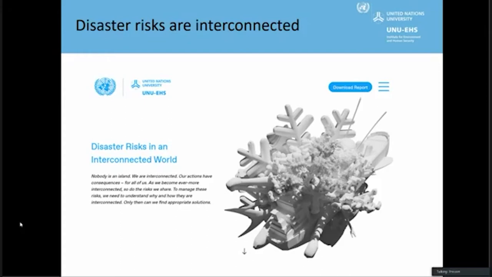And this is also true for risks. The risks we are facing are more interconnected than we can think. For instance, you would not think that the Arctic heat wave would be connected to the Texas cold wave, but they are. UNU-EHS, the United Nations University Institute for Environment and Human Security, just launched a report which is called Interconnected Disaster Risks. In that report, we examine 10 events and how they are related to each other.